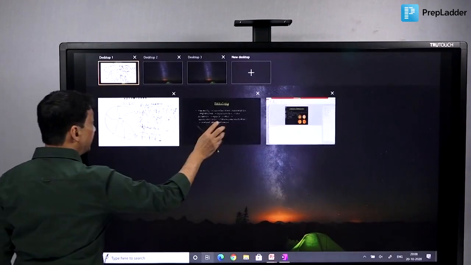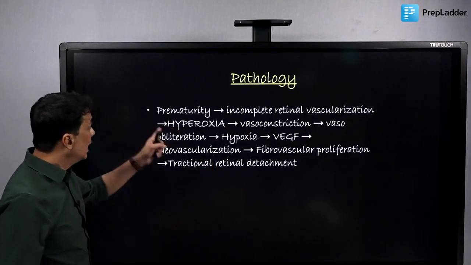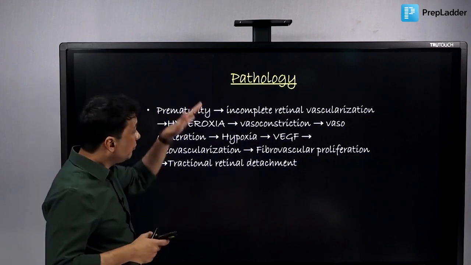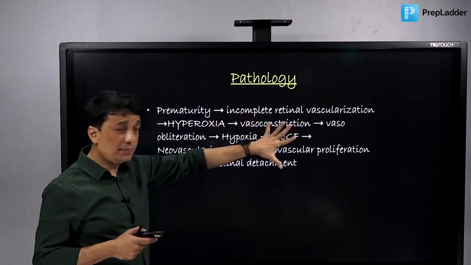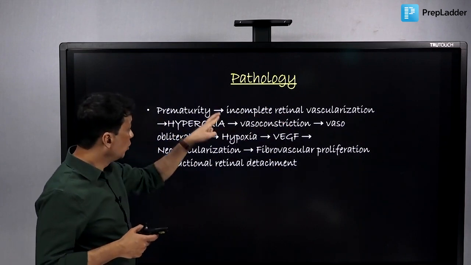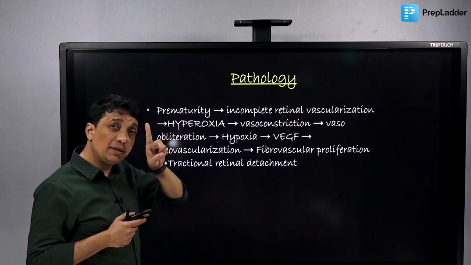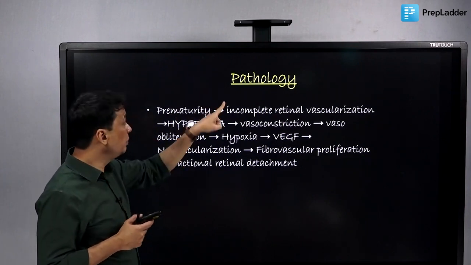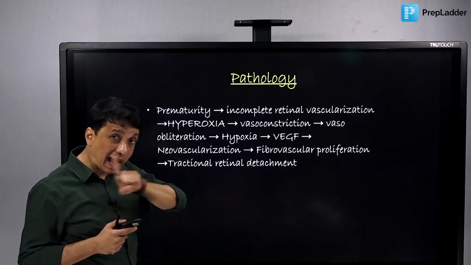Let me see if this is quite clear to you, otherwise I'll just repeat this. So see what happened. Child is premature, and because he's premature, this is incomplete retinal vascularization. So when he comes out in the real world, he has hyperoxia, excessive oxygen. Hyperoxia, remember, is the basic stimulus. Kindly remember, for ROP, it is the hyperoxia which leads to ROP. It is not the hypoxia.